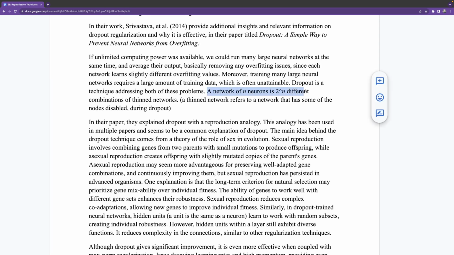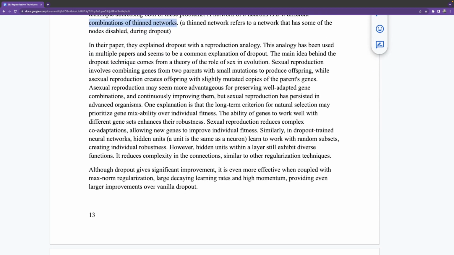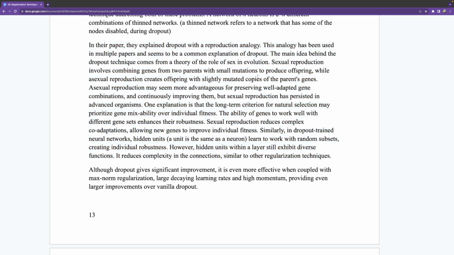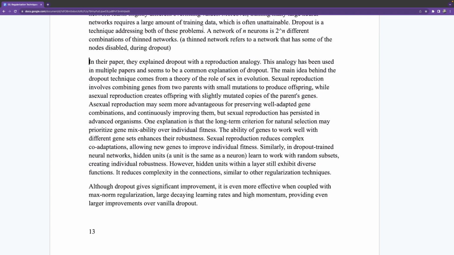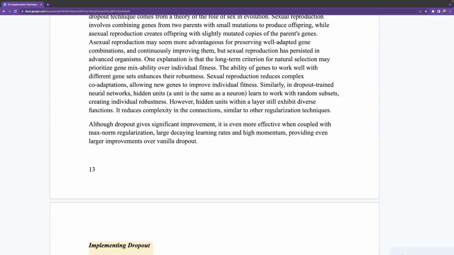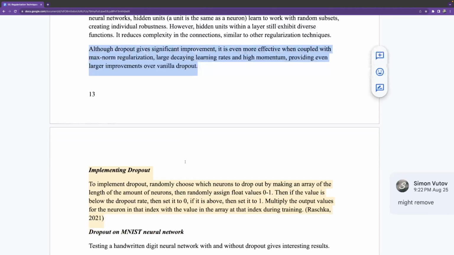There's many different combinations of thin networks, networks that have neurons dropped, and they explain this analogy of reproduction in animals and how it gets more diversity in their neural networks, if that makes sense. And they also give the idea that it's more effective when it's coupled with max-norm regularization and large decaying rates, as well as momentum. So you can read about that in their paper. It's quite interesting.